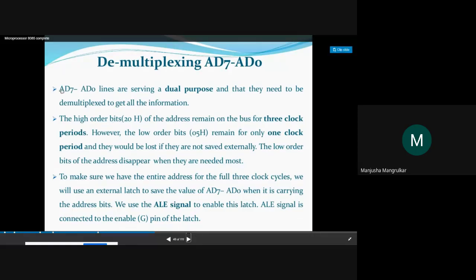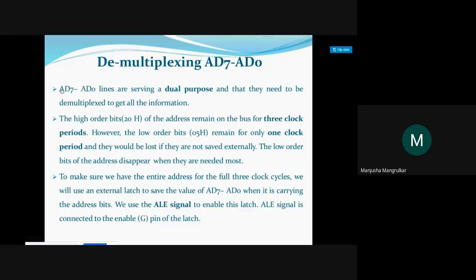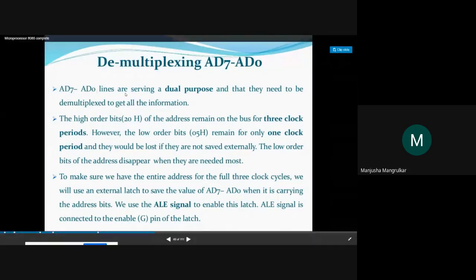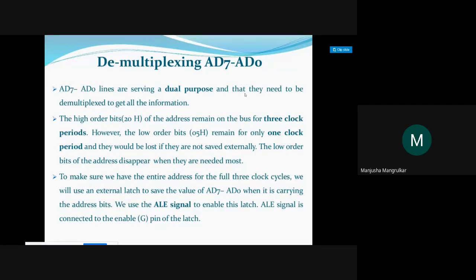Demultiplexing AD0 to AD7. As we have seen, what demultiplexes AD0 to AD7? The address latch enable, right? AD0 to AD7 lines serve a dual purpose. Sometimes they are used as address lines A0 to A7, and sometimes as data lines D0 to D7. So these lines are dual purpose lines, and they need to be demultiplexed to get all the information.